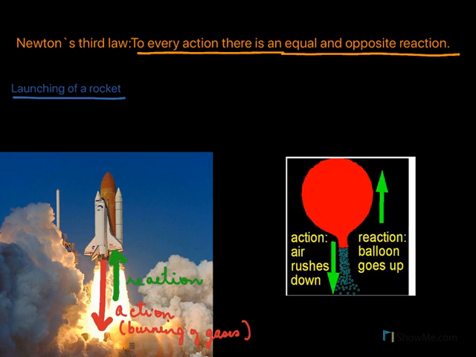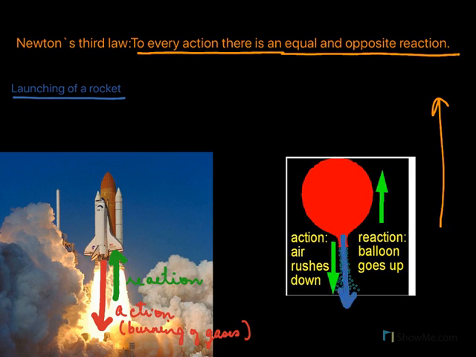We can demonstrate the working of a jet engine by using a balloon filled with compressed air. Here is a red balloon filled with air, and its mouth is untied. As soon as the mouth of the balloon is untied, you find the balloon begins to rise in the upward direction.